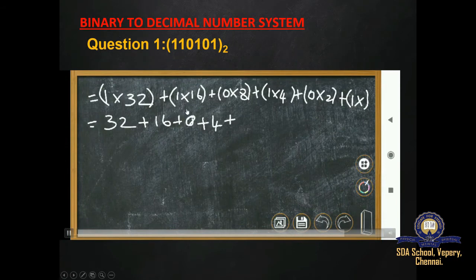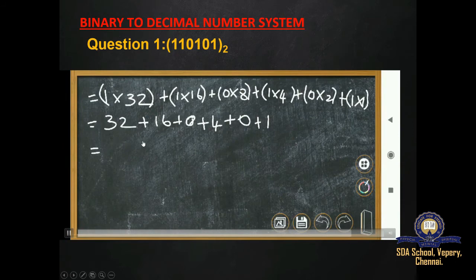Now we are going to add all these numbers, that is the fourth step. 32 into 1 we get 32. 1 into 16 we get 16. 0 into 8 we get 0. 1 into 4 we get 4. 0 into 2 we get 0. And 1 into 1 we get 1. Now we are going to add all these numbers to get our decimal number.